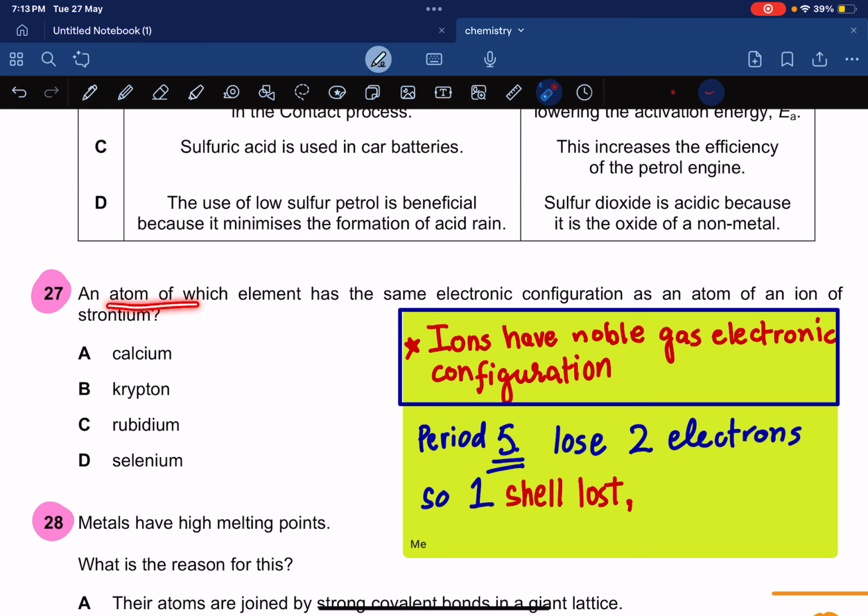An atom of which element has the same electronic configuration as an atom of an ion of strontium? The key concept is that which atom will have the same electronic configuration. What we're looking for is an electronic configuration as an atom of an ion. We're looking for an ion of strontium. Ions have noble gas electronic configuration.